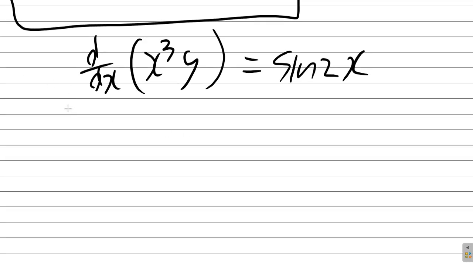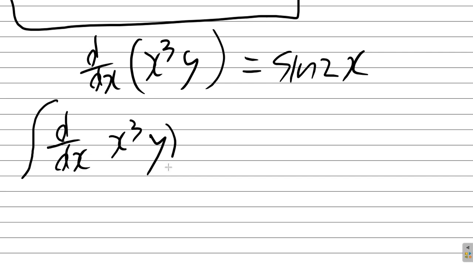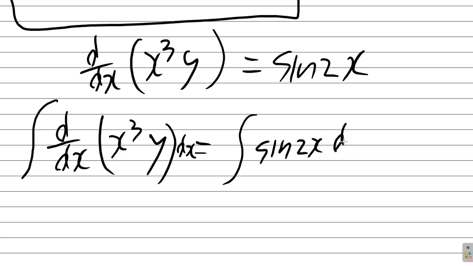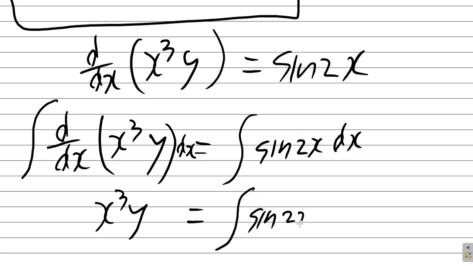Now the next thing, you integrate both sides. The integral of d by dx of x cubed y, dx, is equal to the integral of sine 2x dx. Now when you integrate the derivative, it's like the integral and the derivative cancel each other, leaving the function undisturbed. So what you're going to get here is x cubed y equals. Alright, now you need to integrate sine 2x dx. So you find the integral of sine 2x dx.